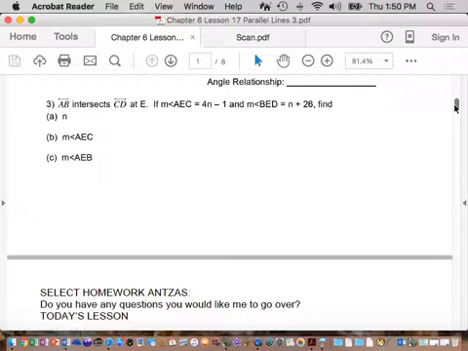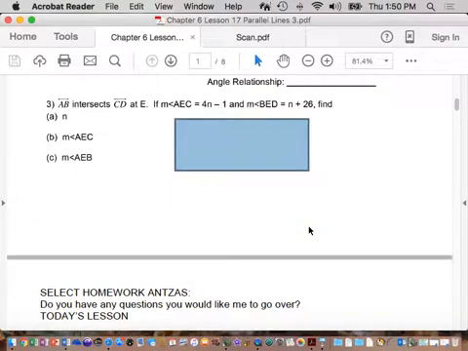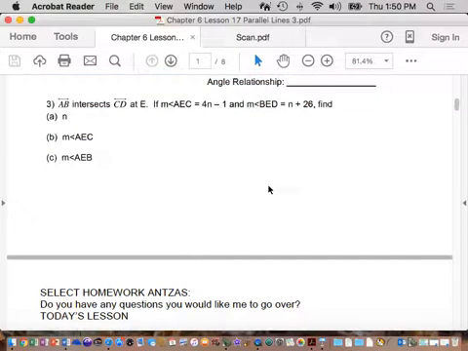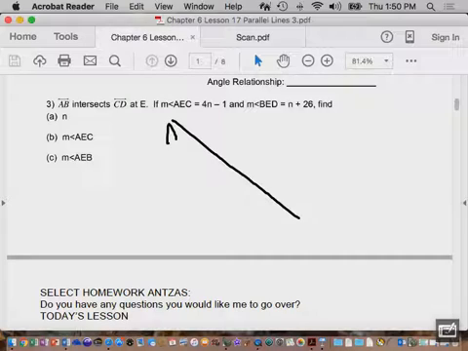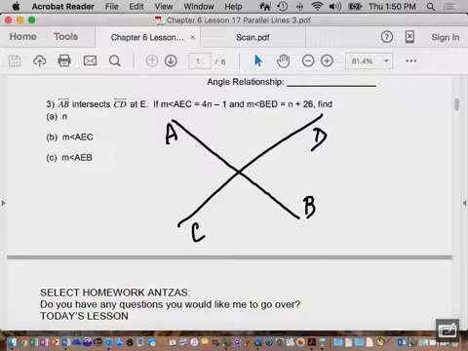Line AB intersects CD at E. Hey! What the? Right, what the hey? AB intersects CD at E. Now, I will start marking my diagram.